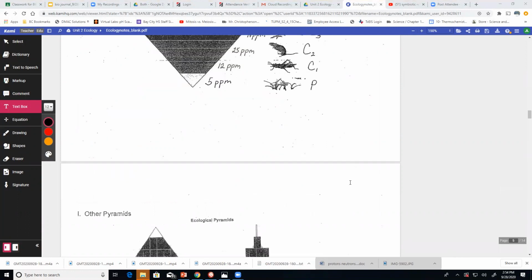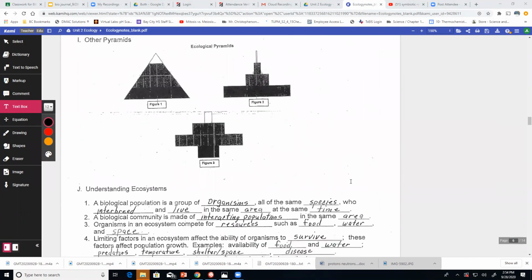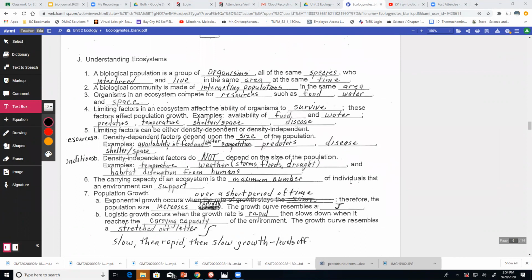Y'all have a section that's filled in? Okay. So we're going to move through that pretty quickly, the section that y'all have that's already filled in, and then we'll talk about symbiotic relationships, which I think y'all probably heard of before.